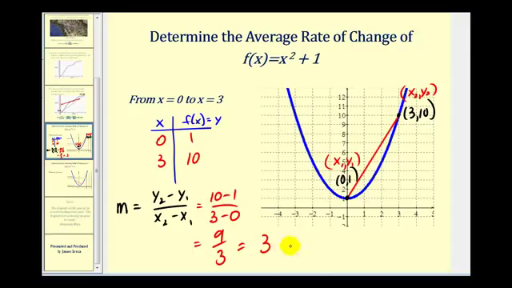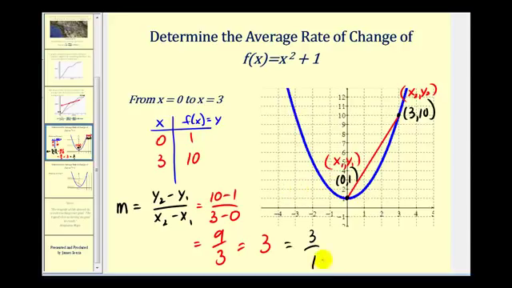To determine the meaning of this, it may be helpful to write it as a fraction. Remember, slope tells us the change in y with respect to the change of x. So in the interval from 0 to 3, the average rate of change of this function is, as x increases by 1, y will increase by 3. Remember, x is the independent or control variable, and y is the dependent variable.